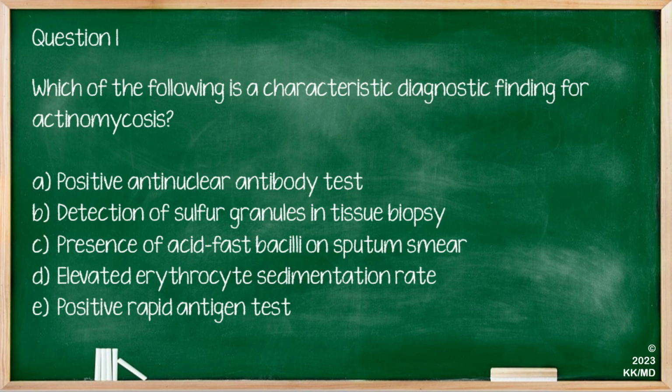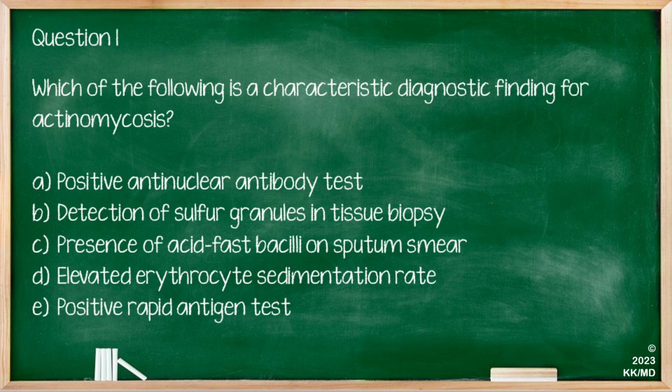Okay, let's try a question. Which of the following is a characteristic diagnostic finding for actinomycosis? Our options are positive anti-nuclear antibody test, detection of sulfur granules in the tissue biopsy, presence of acid-fast bacilli on sputum smear, elevated erythrocyte sedimentation rate, or a positive rapid antigen test.